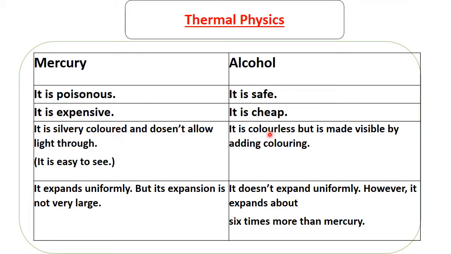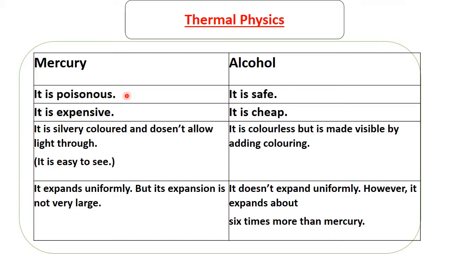So these are some, not all, comparisons between mercury and alcohol. The first is mercury is very poisonous. By the way, for those who are interested in chemistry, we know that mercury is a liquid, but it's a metal. It's the only metal which is a liquid, a strange metal. It behaves like a liquid, everything is like that of liquids, but it's a metal, the only metal which is a liquid. That was just a side note. Anyway, mercury is very poisonous.